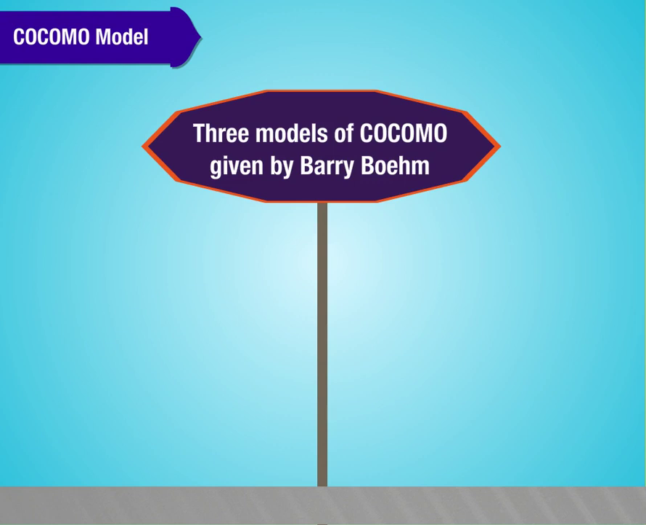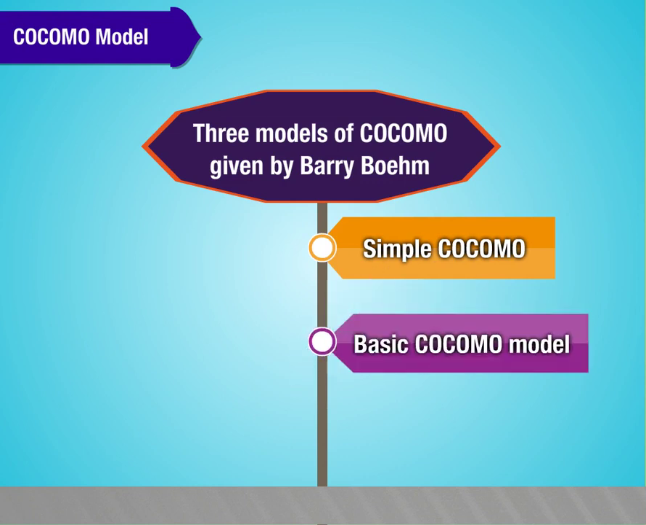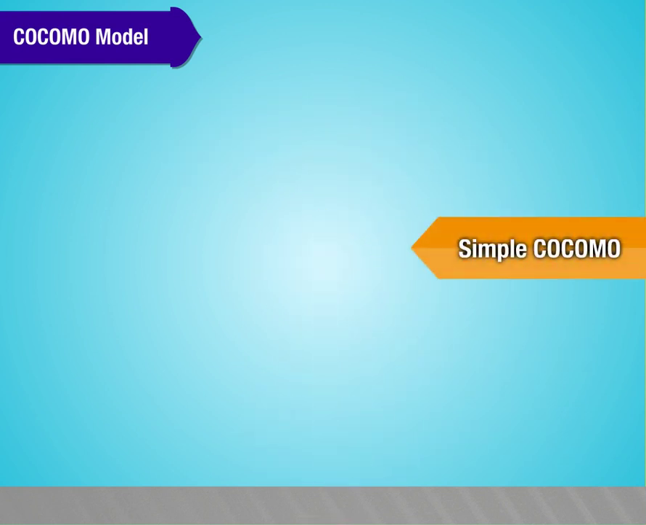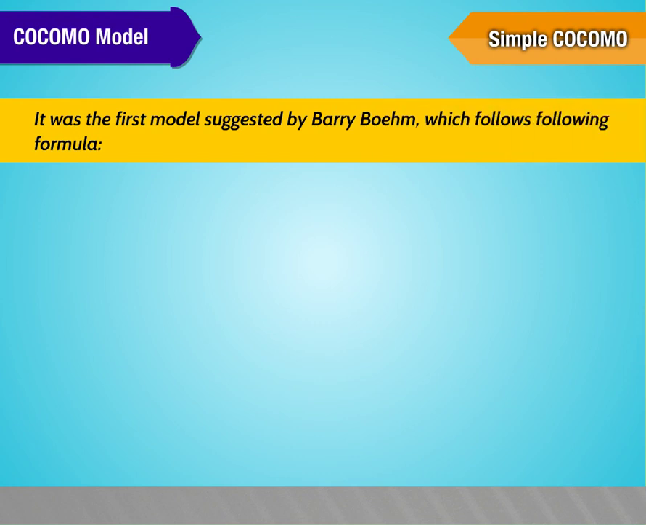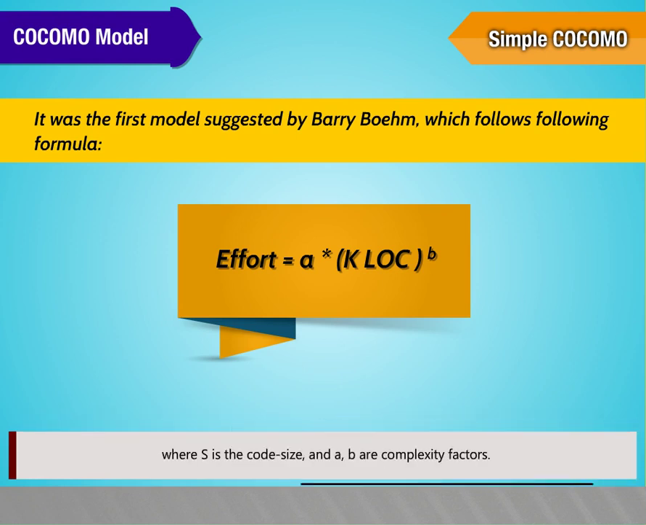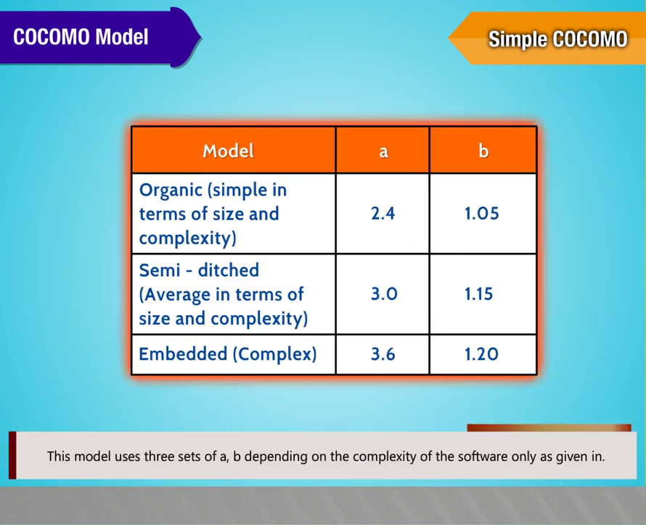There are 3 models of COCOMO given by Barry Boehm: Simple COCOMO, Basic COCOMO model, and Intermediate COCOMO. Simple COCOMO was the first model suggested by Barry Boehm, which follows the following formula. Effort is equal to A into KLOC power B, where S is the code size and A and B are complexity factors. This model uses 3 sets of A, B depending on the complexity of the software only, as given in the table.